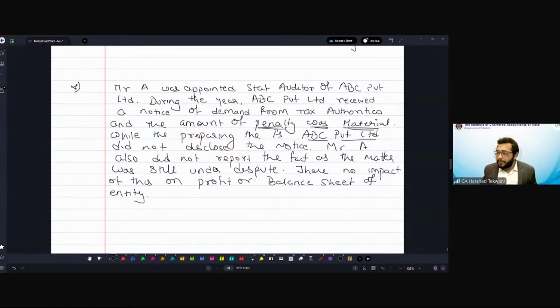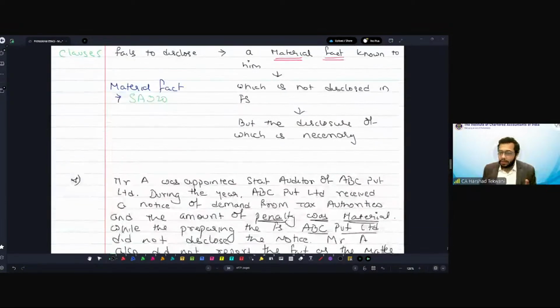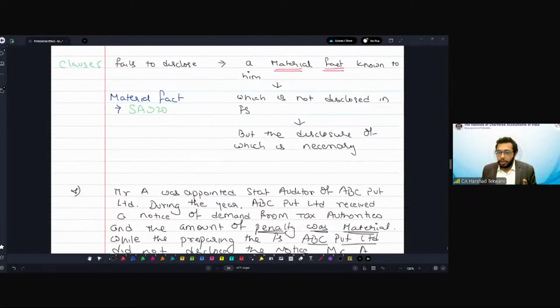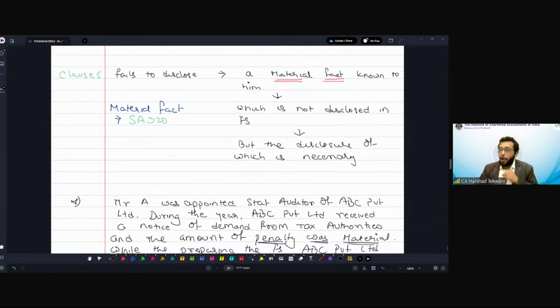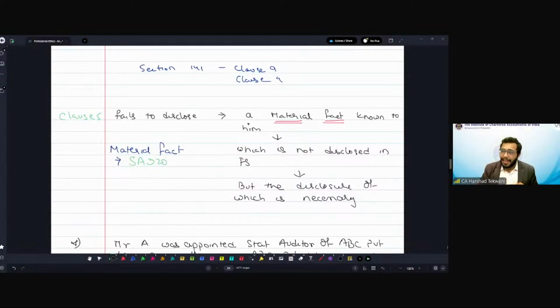Or there are other areas where you need to disclose these particular details. So disclosure is necessary, I would say, although it is not having any impact on the P&L or the balance sheet. It is a contingent liability item which was not disclosed and the disclosure was necessary. As a result, yes, clause 5 will get attracted. Clear? Any doubt?